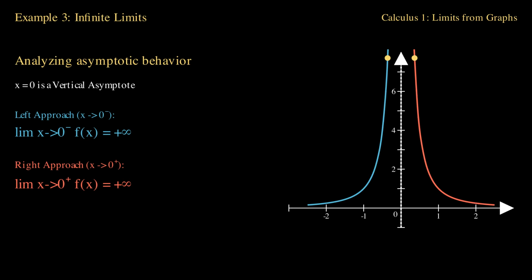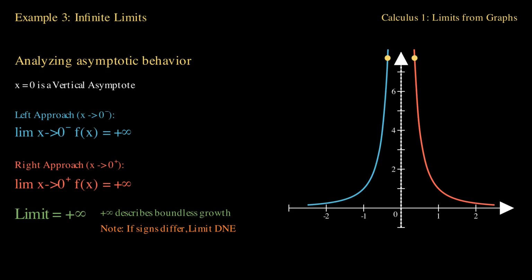This represents a specific classification of a limit not existing in the traditional numeric sense, but rather existing conceptually as infinite growth. Note well, if one side had gone to positive infinity and the other to negative infinity, we would simply declare that the limit does not exist at all without assigning an infinite direction.